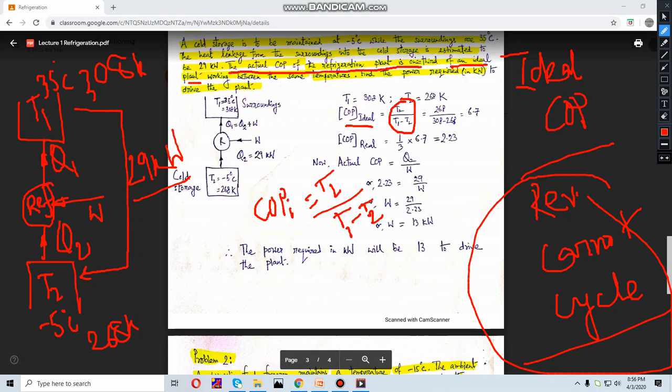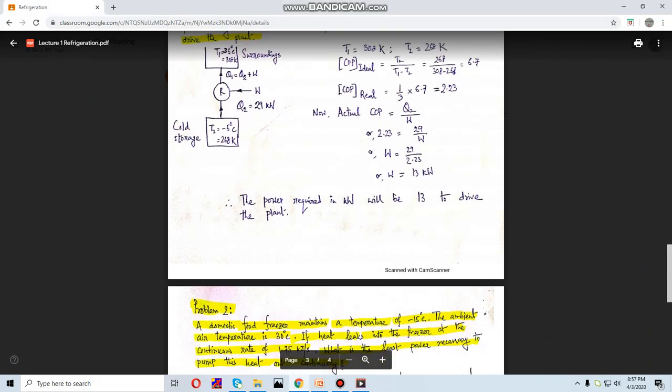From this formula we can calculate it as 6.7. As it is given that the real COP is 1/3 of this ideal COP, it will be 2.23. And we know COP is what? It is the desired effect by the work input. Now in case of a refrigerator, the desired effect is this low temperature heat. This heat has to be continuously taken out of this cold storage so that the cold storage maintains its temperature at minus 5 degrees Celsius. This is the problem here. So we deal with that and we find that the COP is 2.23, and thereafter we can calculate the work. So this is a very easy problem and we can easily solve it.